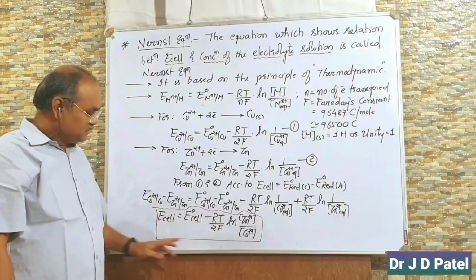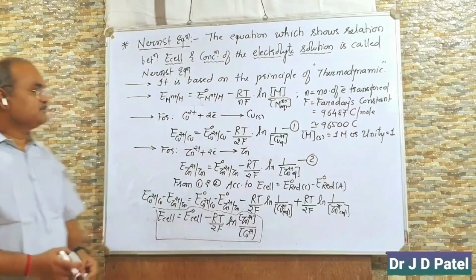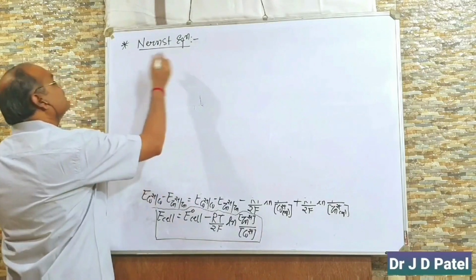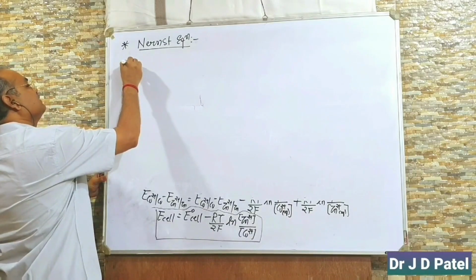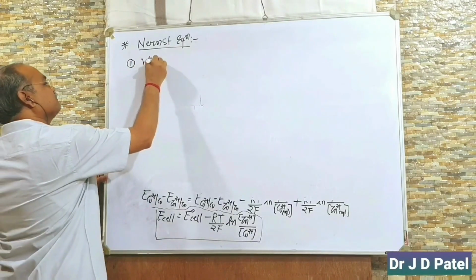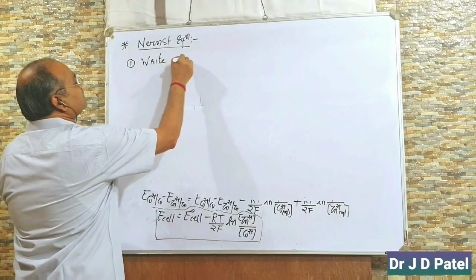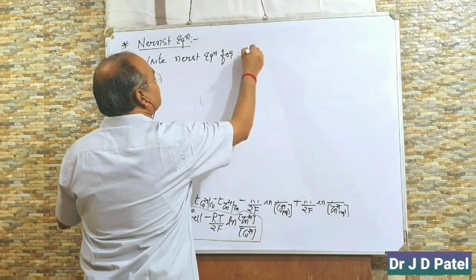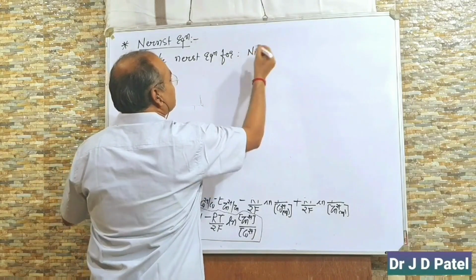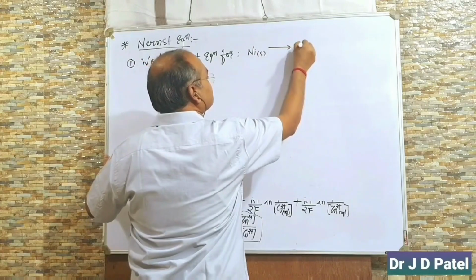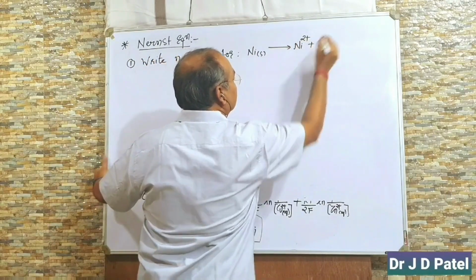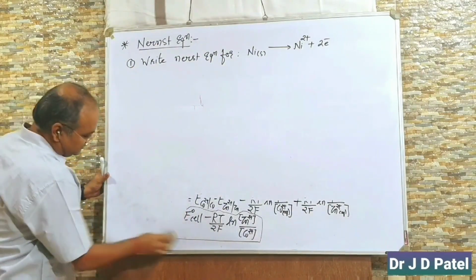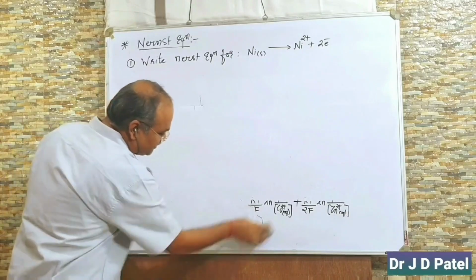Right. Questions related to the Nernst equation are also asked in the MCQ. Let us see what type of questions they are asking. First, write the Nernst equation for Ni solid gives Ni2 plus plus 2 electrons. Okay, how will you write? That I will not ask you because you will not be able to give the answer in the chat section. So I will write the answer here.